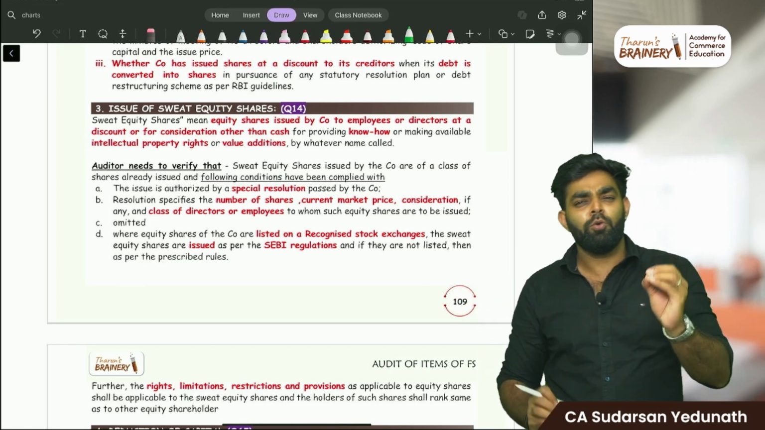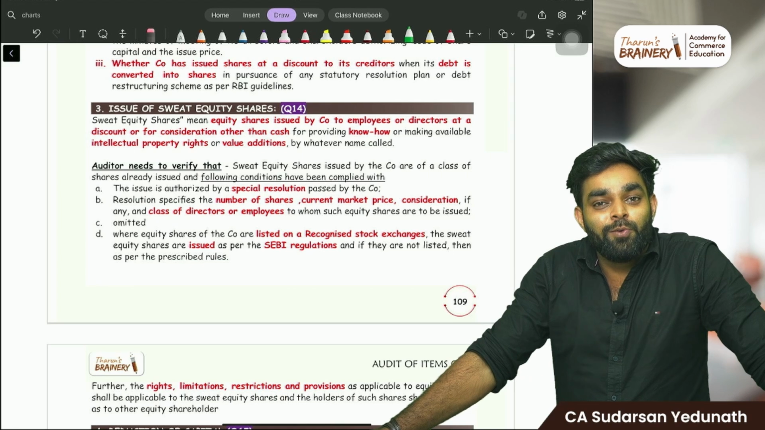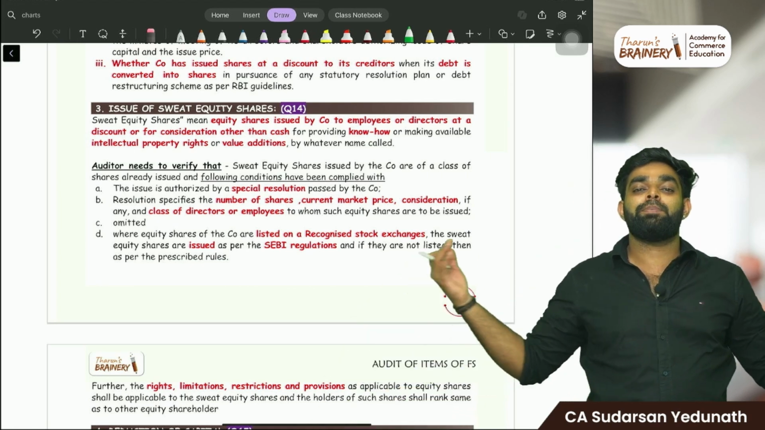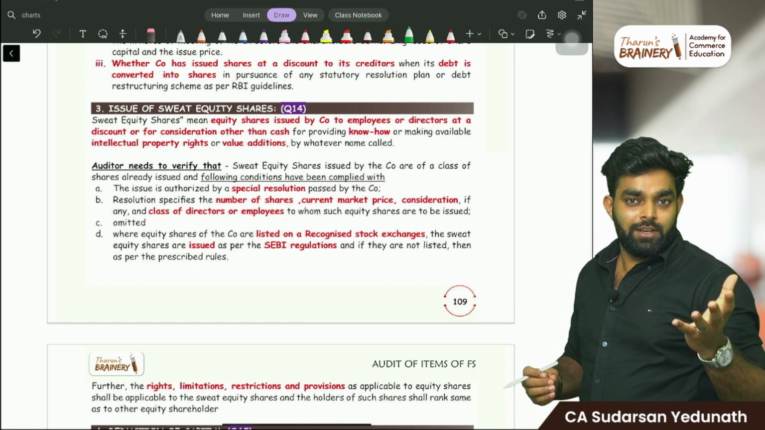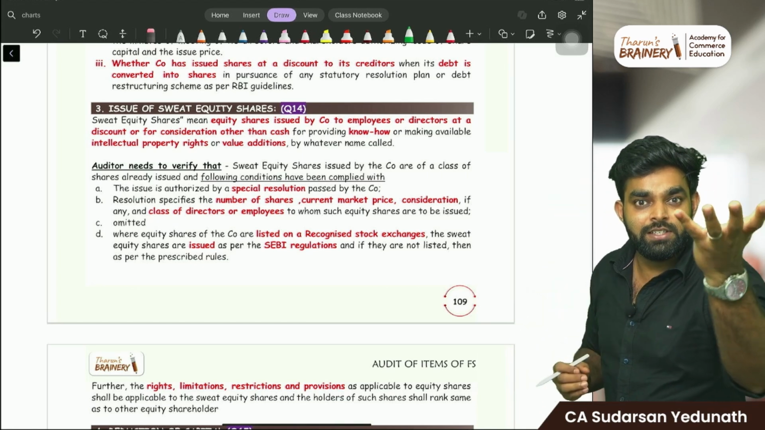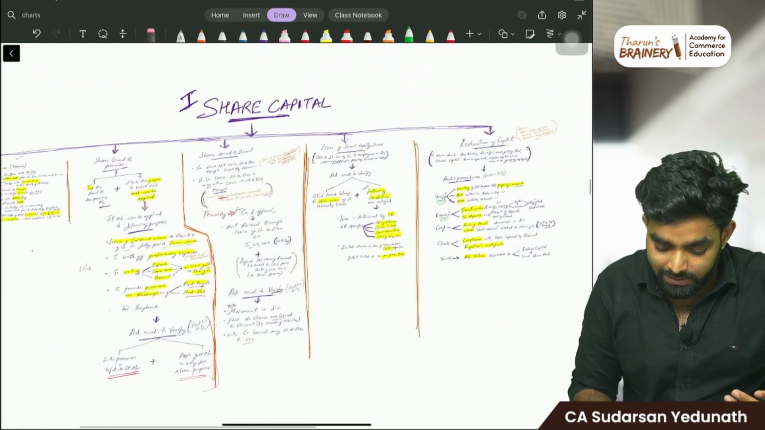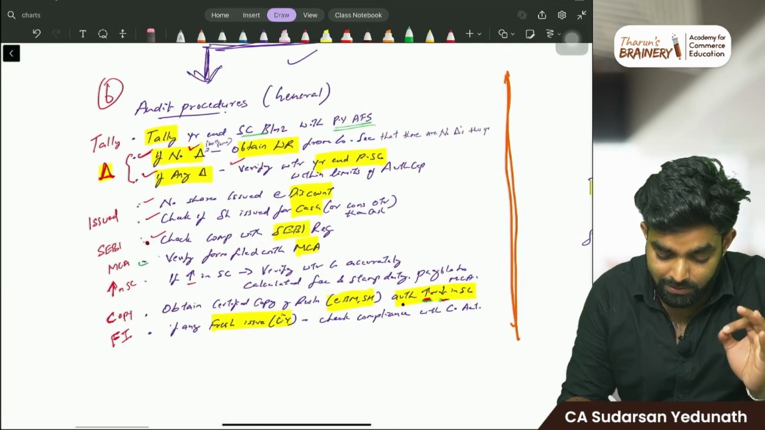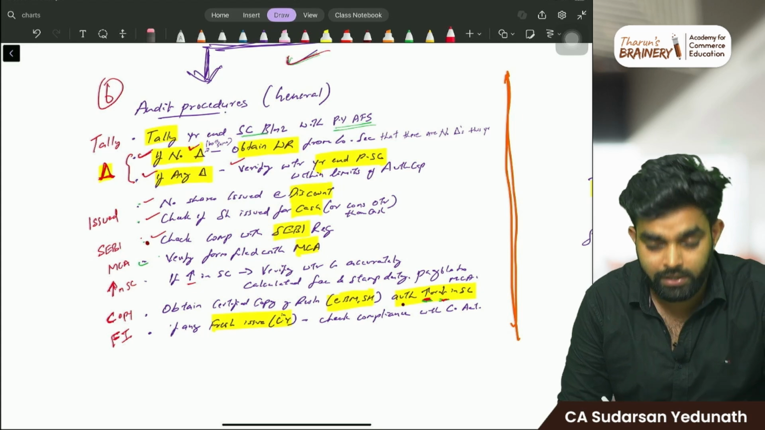In auditing, the most important problem is that students don't know which answer to write for which question. That is purely happening because of the lack of structure. So here we are building that structure. I'll teach you how to learn auditing and memorize auditing. So next is share capital. Share capital means audit procedures. These are the general audit procedures an auditor needs to follow.